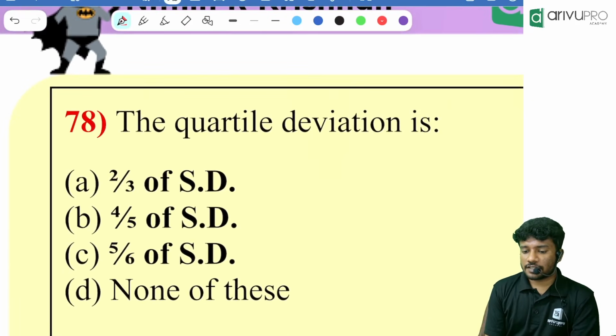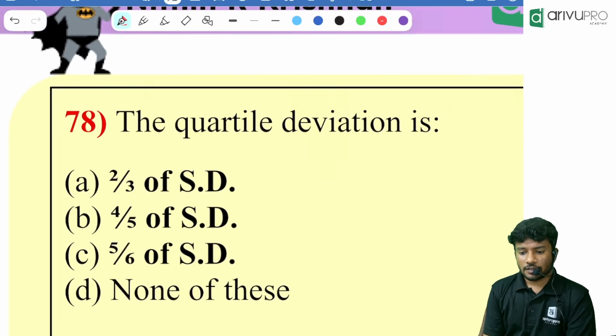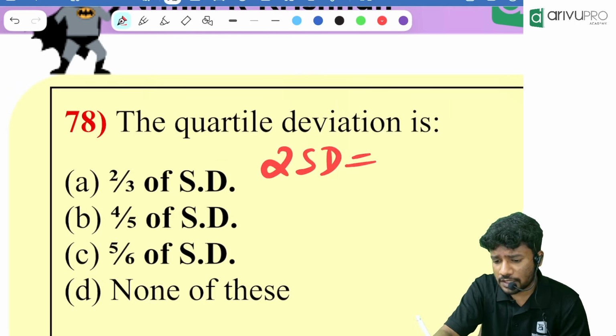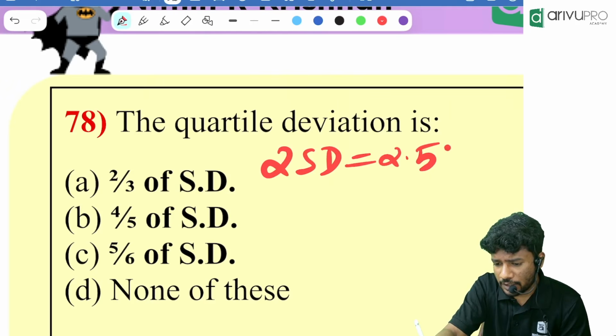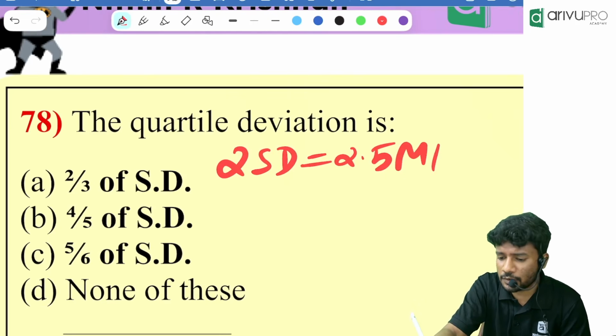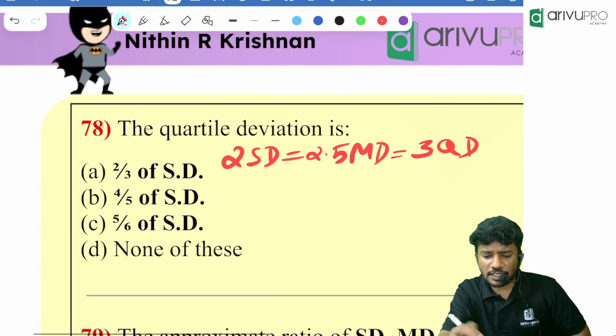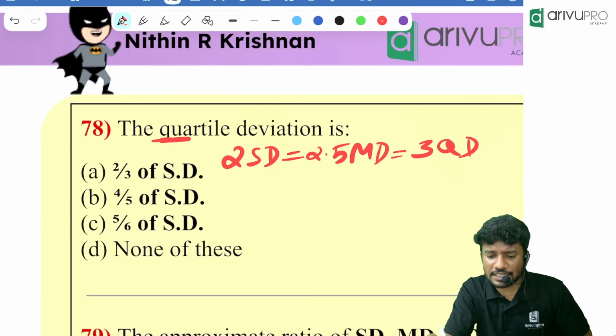Quartile deviation is dash of SD. Whenever they start asking us questions like quartile deviation is dash of SD, quartile deviation is dash of MD, SD is dash of MD, use our formula. What is the formula? 2SD is equal to 2.5 MD is equal to 3 QD. Now, what are they asking? Quartile deviation and standard deviation.